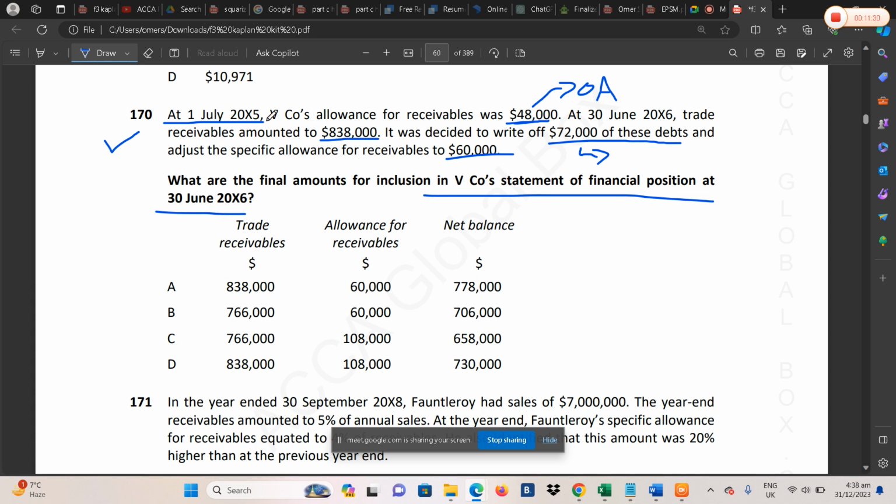So as you all know, at 1 July, our opening allowance was 48,000, because 1 July 2005 is the start of the year. So if 48,000 was the opening allowance, what will be our closing allowance? 60,000 will be our closing allowance. That's how I figure out, because they told us the date. At the start of the year, our opening allowance was 48,000. So another allowance given in the question will automatically be our closing allowance. So 48,000 is our opening allowance and 60,000 is our closing allowance. And 838,000 is our gross receivable, because allowance and bad debts are not deducted from this. And these are our bad debts.